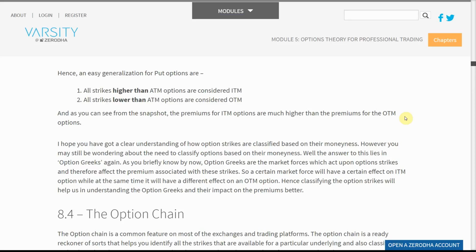I hope you have got a clear understanding of how option strikes are classified based on their moneyness. However, you may still be wondering about the need to classify options based on their moneyness. Well, the answer to this lies in option Greeks again. As you briefly know by now, option Greeks are the market forces which act upon option strikes and therefore affect the premium associated with these strikes. So a certain market force will have a certain effect on an ITM option while at the same time it will have a different effect on an OTM option. Hence classifying the option strikes will help us in understanding the option Greeks and their impact on the premiums better.